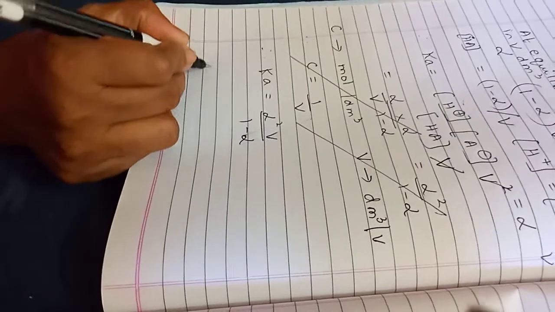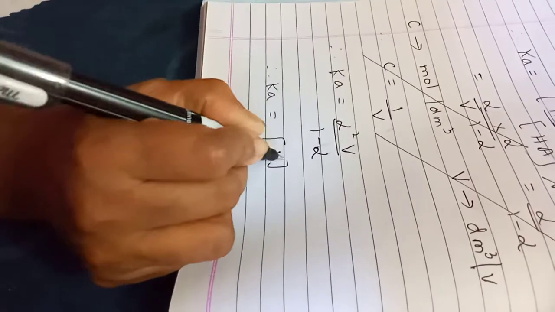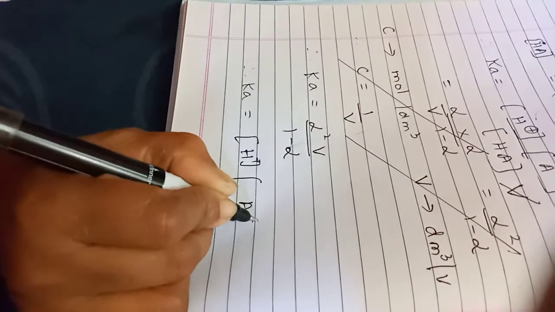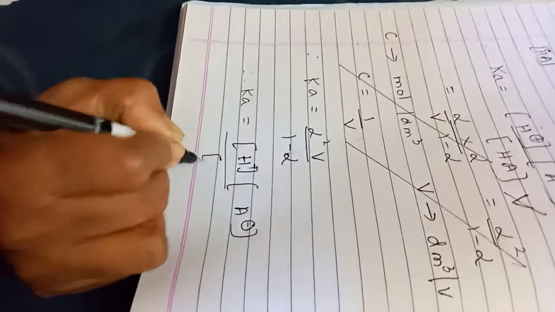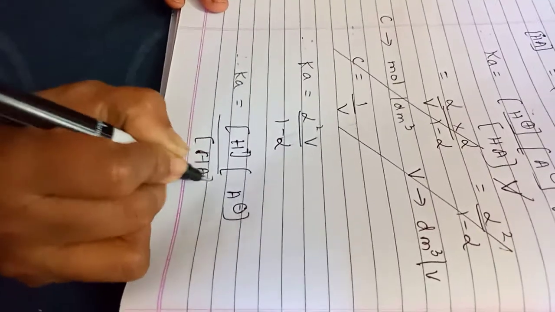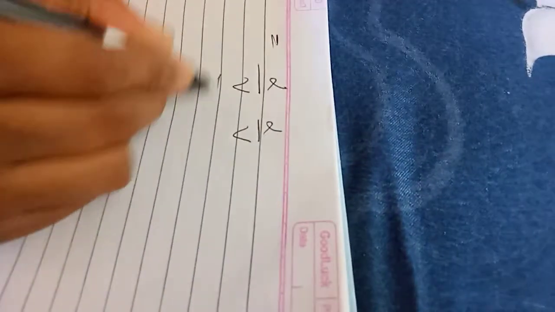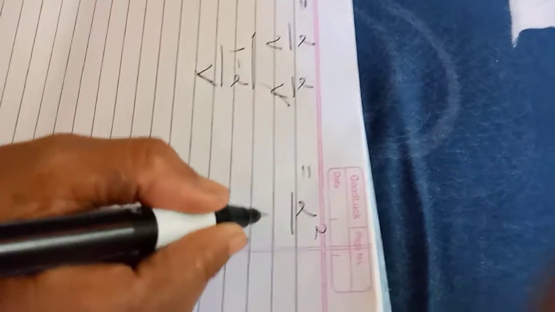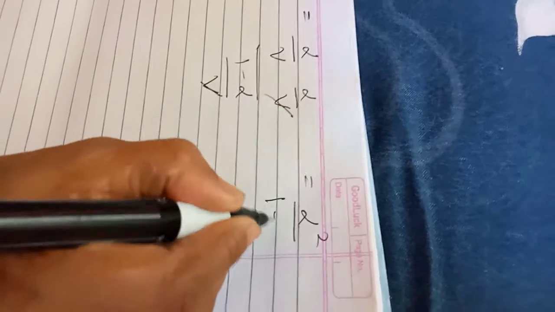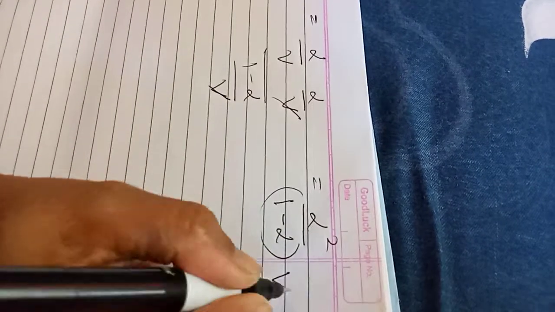Look, I'll show you. Therefore K is equal to what? Concentration of H plus times concentration of A minus divided by concentration of HA. Concentration of products divided by the concentration of reactants. Concentration of product is alpha divided by V, over 1 minus alpha divided by V. What remains? Alpha square, okay, 1 minus alpha into V.